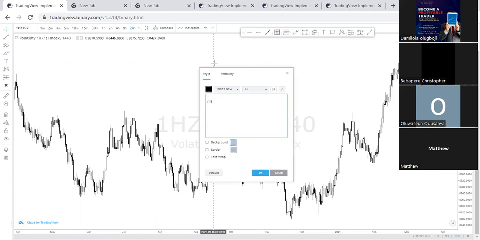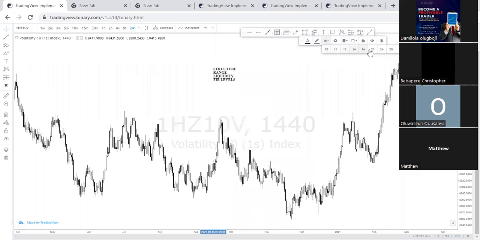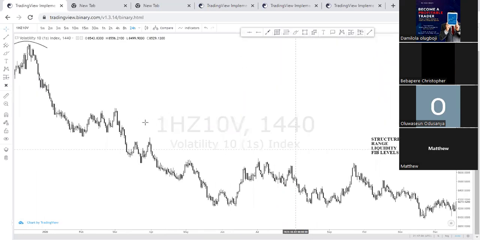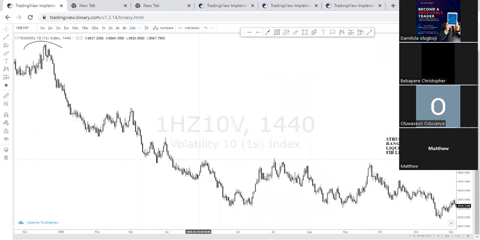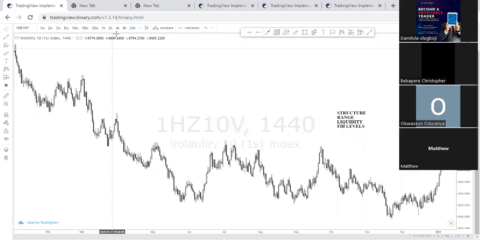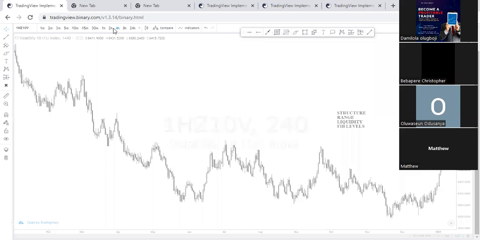So we have the checklist. Okay, structure, range, liquidity, all right, FIB levels, okay. So this is what we would be working with since this is our checklist for trading smart money, all right. So we want to see structure, okay. Now let's go down to the 4 hours and see.